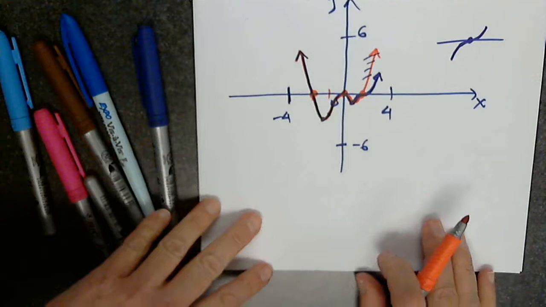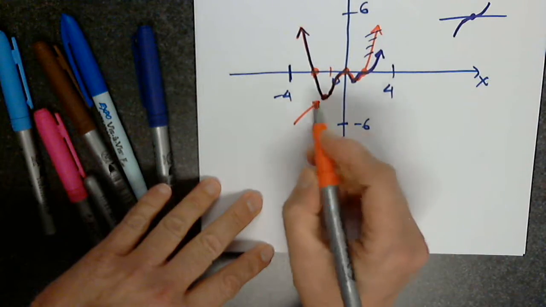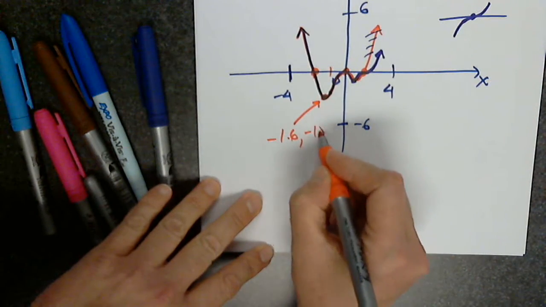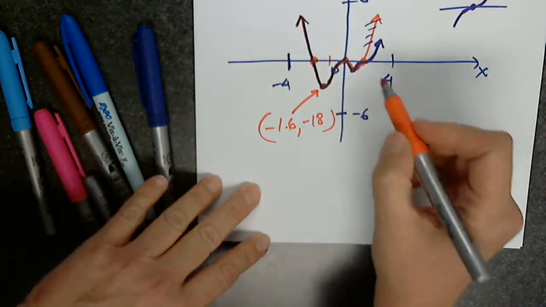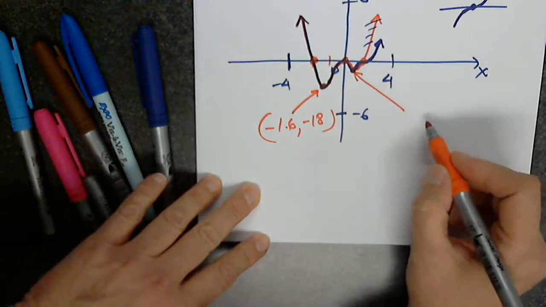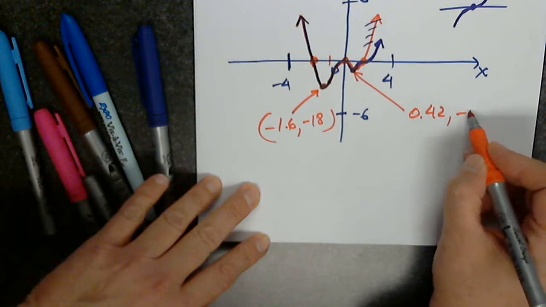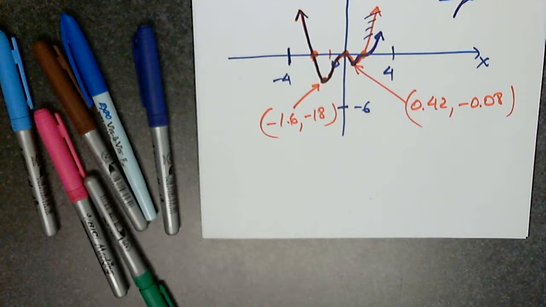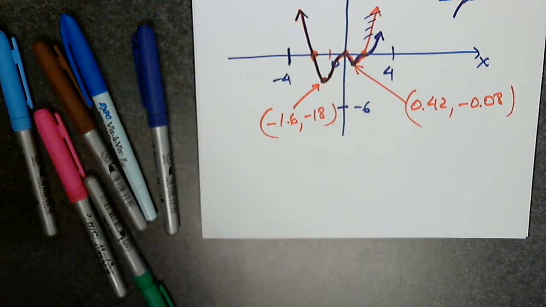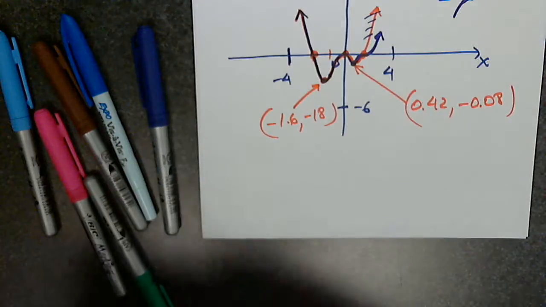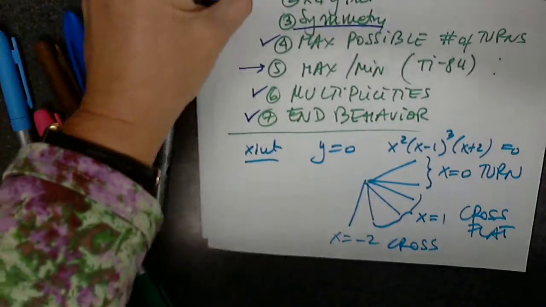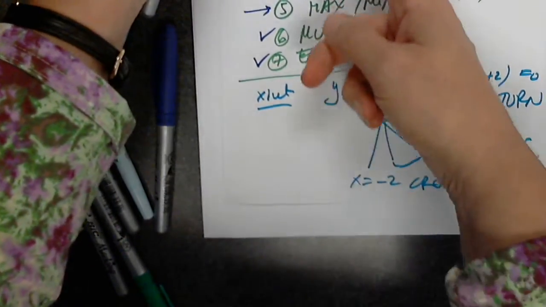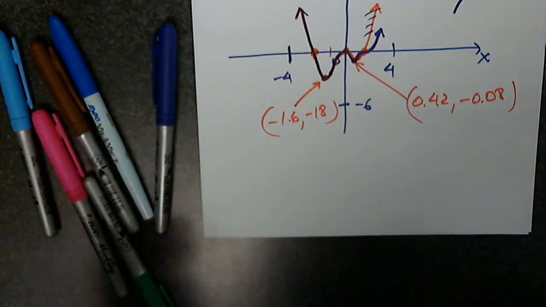So one more time, this is negative 1.6 comma negative 18, and this is 0.42 comma negative 0.08. Any questions? Okay, this was an even degree. Can anyone pick an odd degree now? Same steps. Can anyone pick an odd degree?